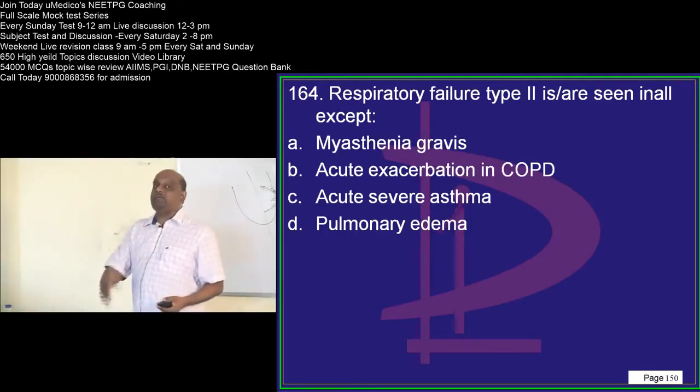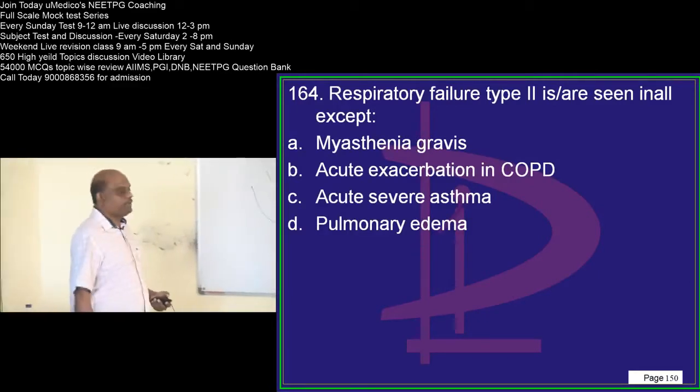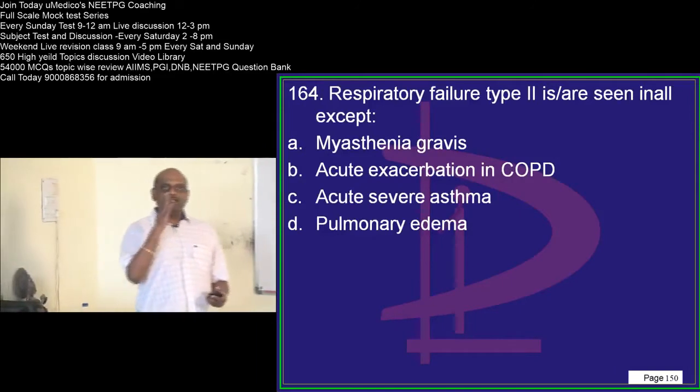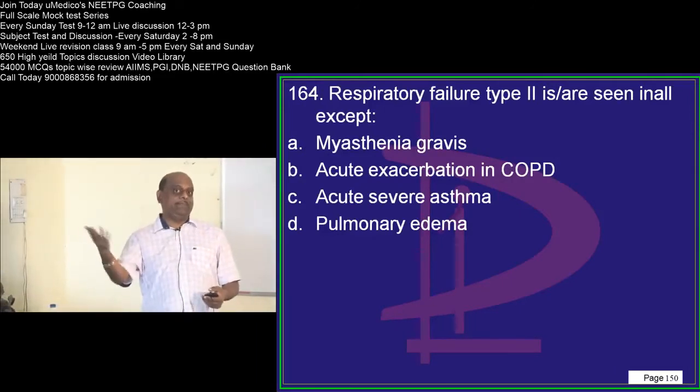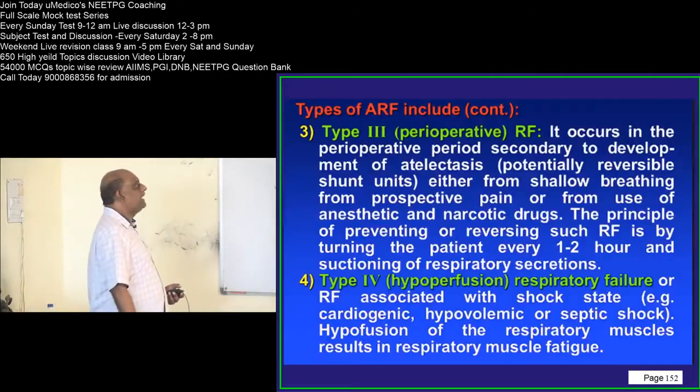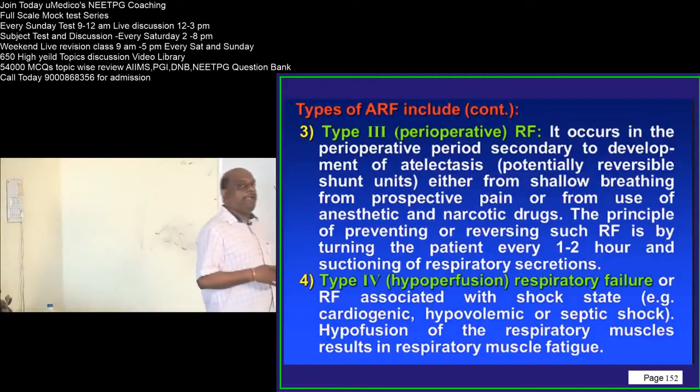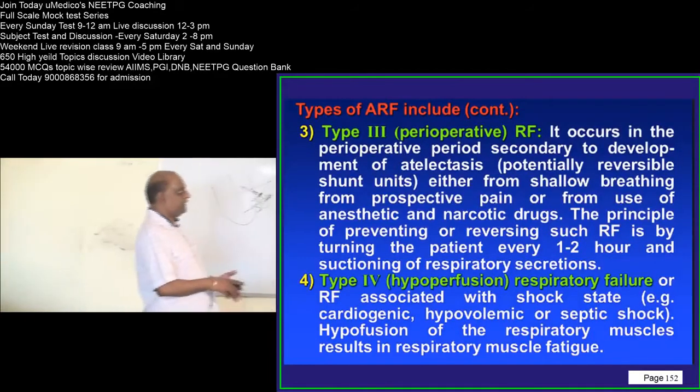Different types of respiratory failure, you have to be doubly sure. Type 1 is hypoxia with normocapnia. Type 2 is hypoxia with hypercapnia. Then what is type 3? Type 3 is perioperative respiratory failure.